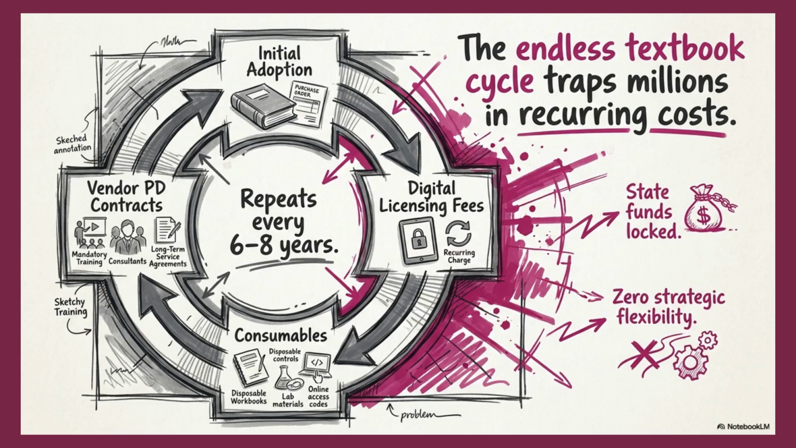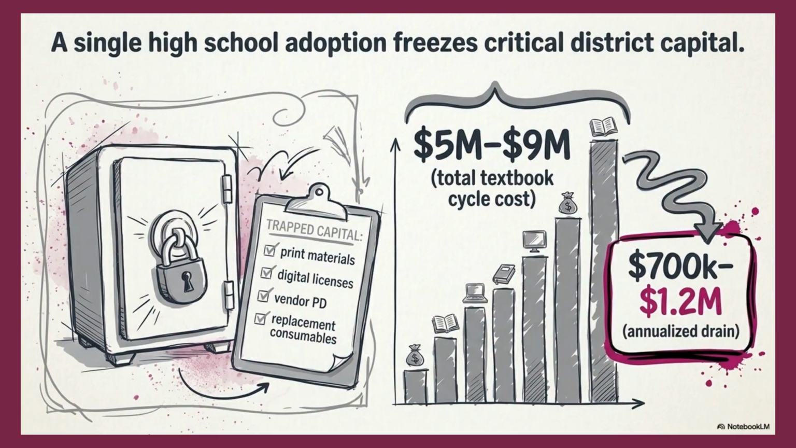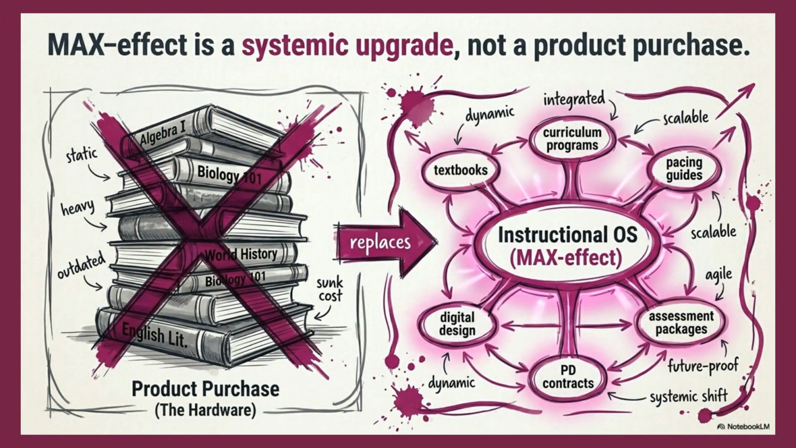This cycle, which repeats every 6 to 8 years, includes initial adoption, digital licensing fees, consumables, and vendor PD contracts. A single high school adoption can freeze critical district capital. The total textbook cycle cost ranges from $5 to $9 million, leading to an annualized drain of $700,000 to $1.2 million in trapped capital.